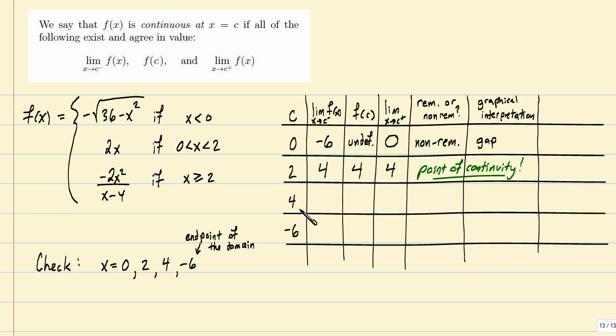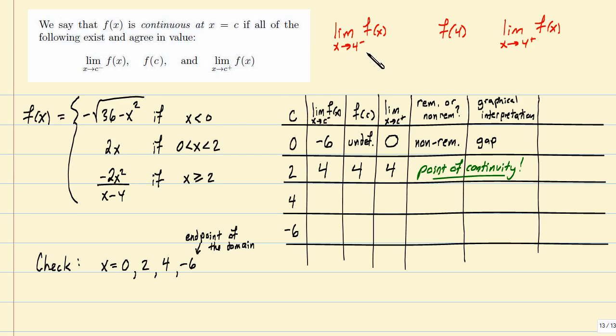What about x equals 4? What's the limit as we approach from the left? What's the value of f of 4, and what's the limit as we approach from the right? In the first case, when we're approaching 4 from the left, we're just a little bit shy of 4, a little bit less than 4, like 3.99. Which piece applies? Well, that's bigger than 2, so it looks like this piece applies.